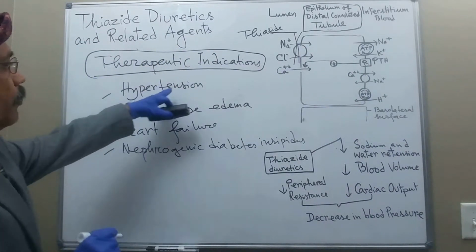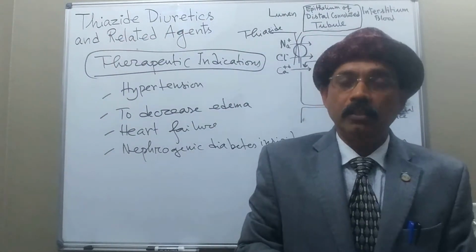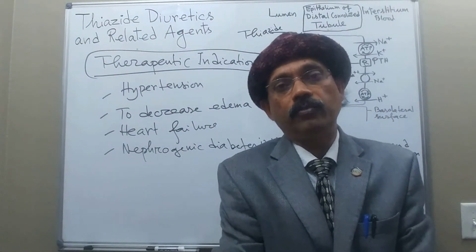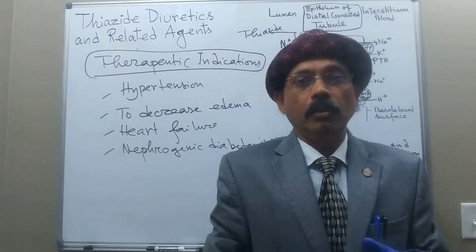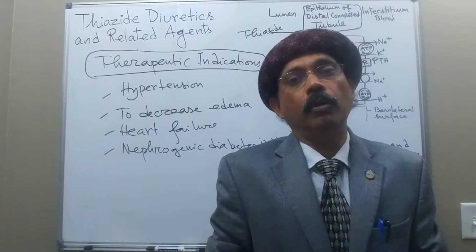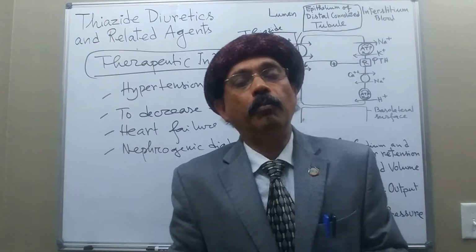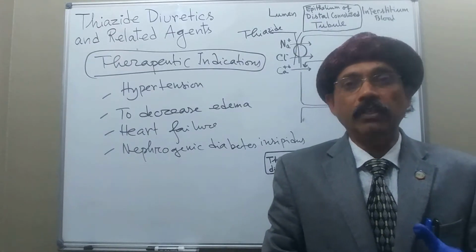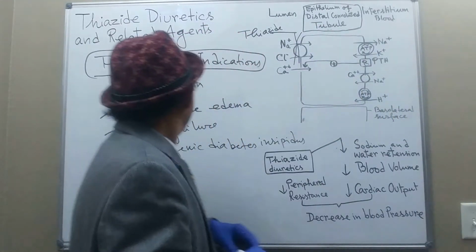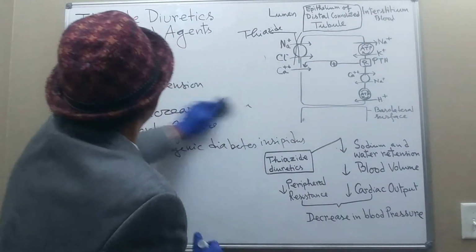But you have to remember that to manage hypertension, this drug takes a couple of weeks, maybe 1 to 3 weeks, to be effective in the control of hypertension. To decrease the blood pressure, it takes 1 to 3 weeks. We got the therapeutic application of the diuretics.